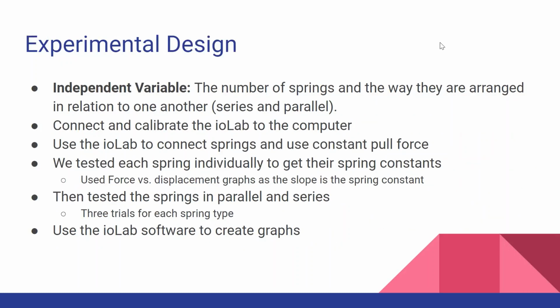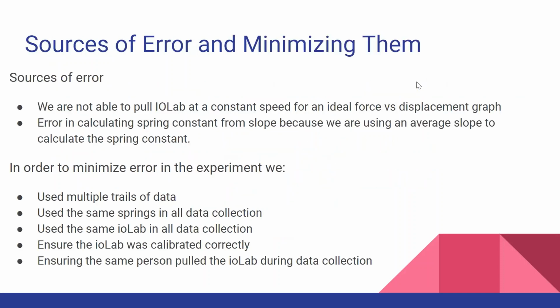Our experimental design had the independent variable of the number of springs and the way that they are arranged in relation to one another, so series and parallel. We then connected and calibrated the IOLab to the computer and used the IOLab data to connect springs and use constant pull force. We tested each of the springs individually before using them in series and parallel to get their specific spring constants. And then we tested them in series and parallel and used 3 trials for each different spring type. And then we used the IOLab software to create graphs.